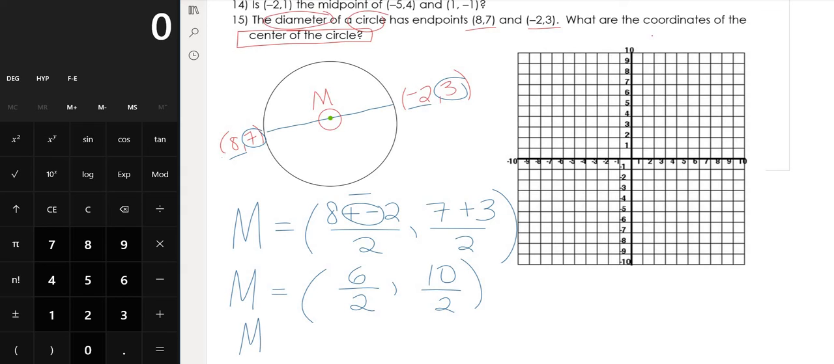Simplify, last step. Now 6 over 2 is 3. 10 over 2 is 5. So our midpoint is 3, 5. Now you may not call it the midpoint. Maybe when you state an answer, you're going to say the coordinates of the center are 3, 5. Okay, let's go on to our last two problems.